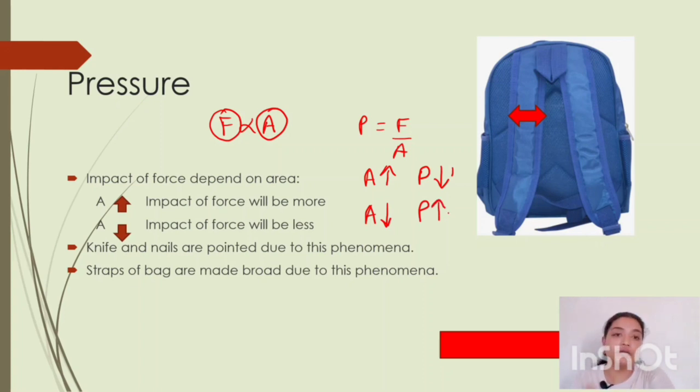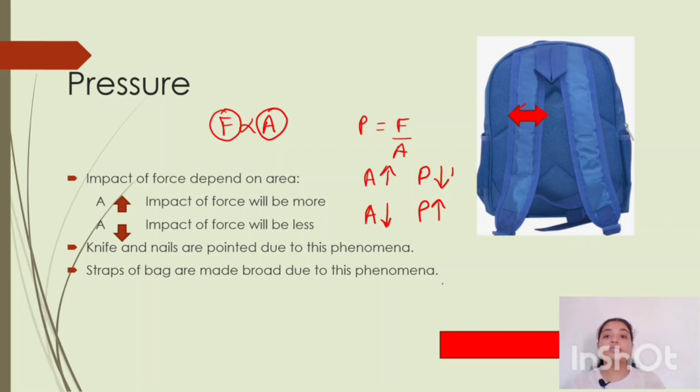Due to this relation, we use it in many day-to-day life activities. For example, the straps of our bag. Here in the picture you can clearly see that they make them broad. Why? Because if the area is more, pressure is going to be less. Broader straps mean lesser pressure on our shoulders. If the straps are thin, the pressure will be more, and that can hurt our shoulders.